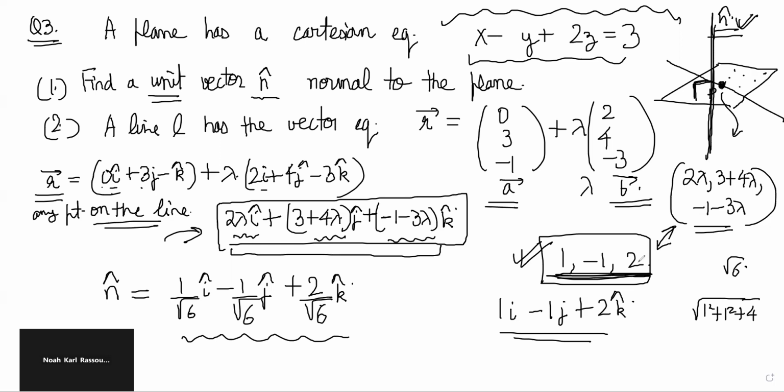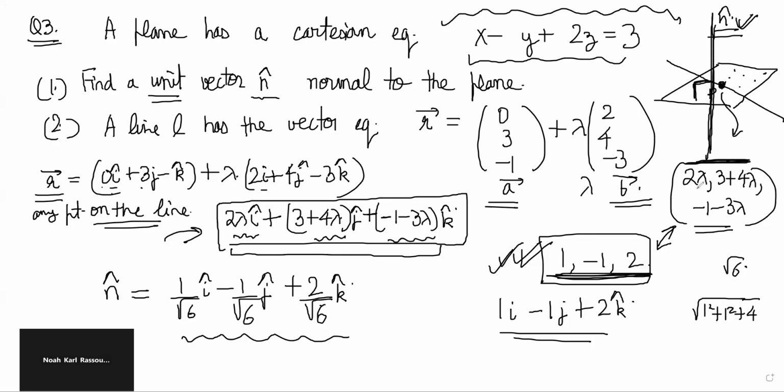Do you understand what I'm saying? Yeah, understand? Because the dot product has to be 0 because they're perpendicular. Any point on the plane is given by this. Any point on the line is given by this. We are looking for that lambda value which is perpendicular to the plane normal, right?